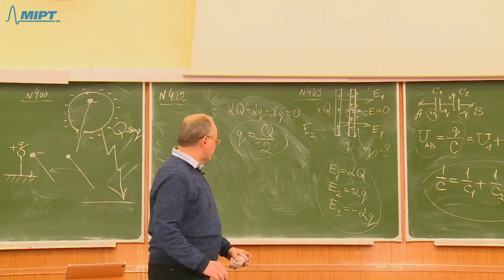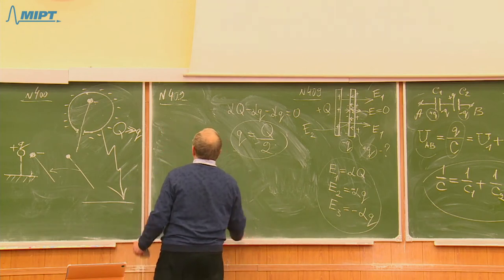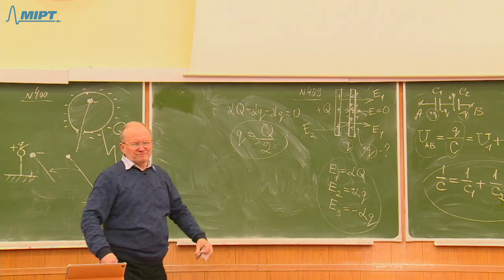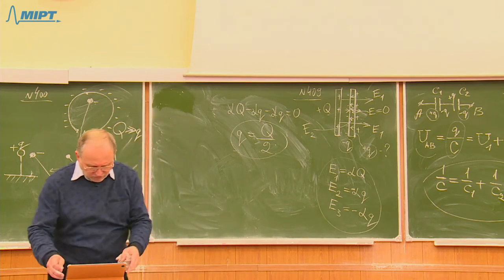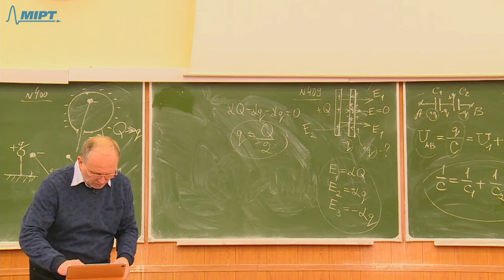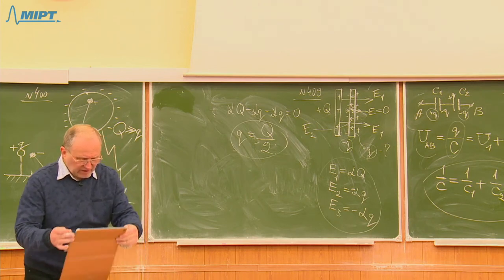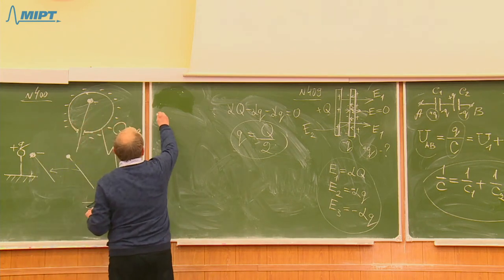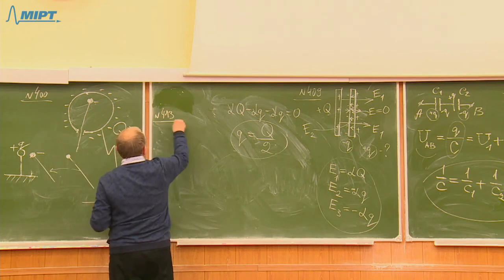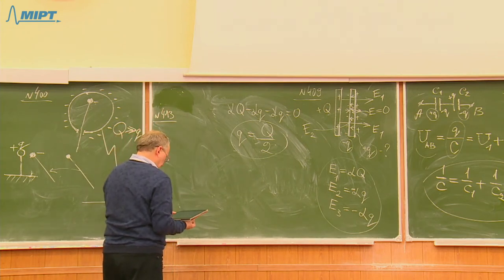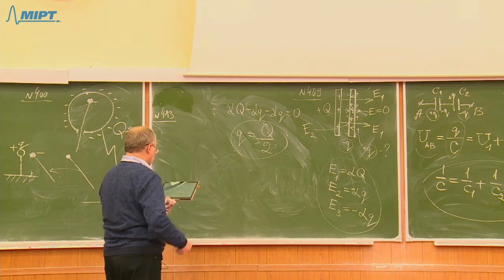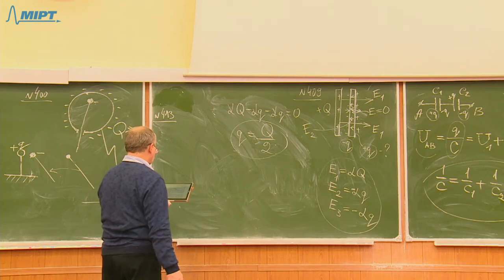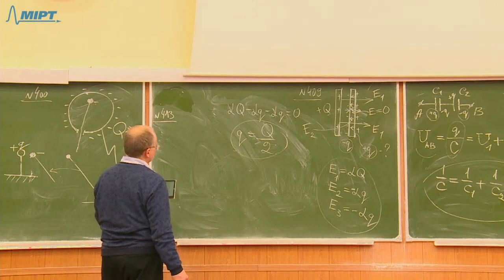Now another simple problem, which will be problem number 413. A point electric charge is at a distance d from a large conducting plate. Find the force with which the plate acts on the point charge.